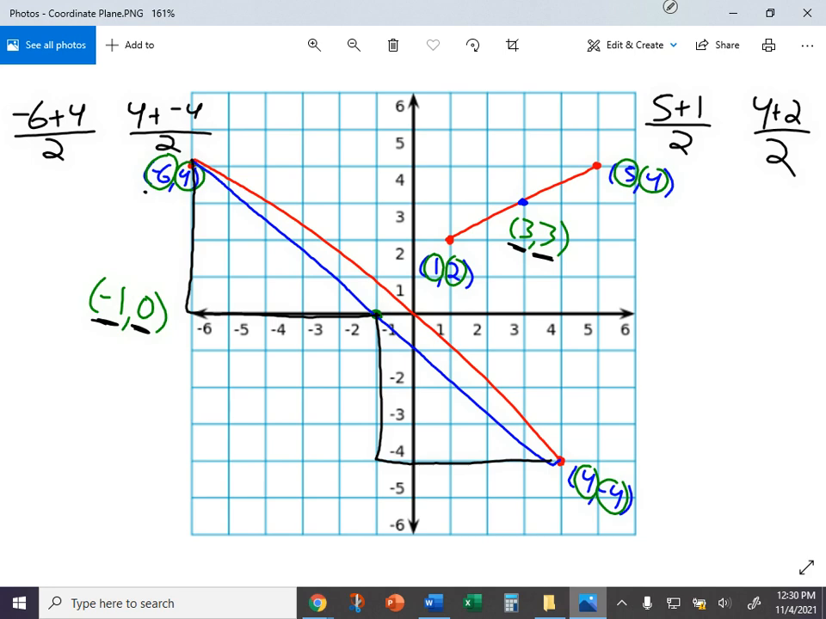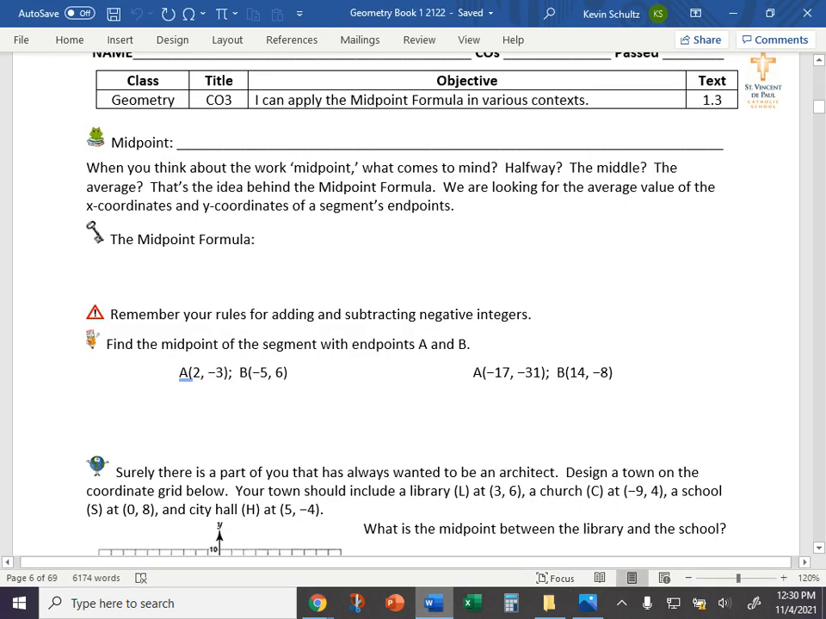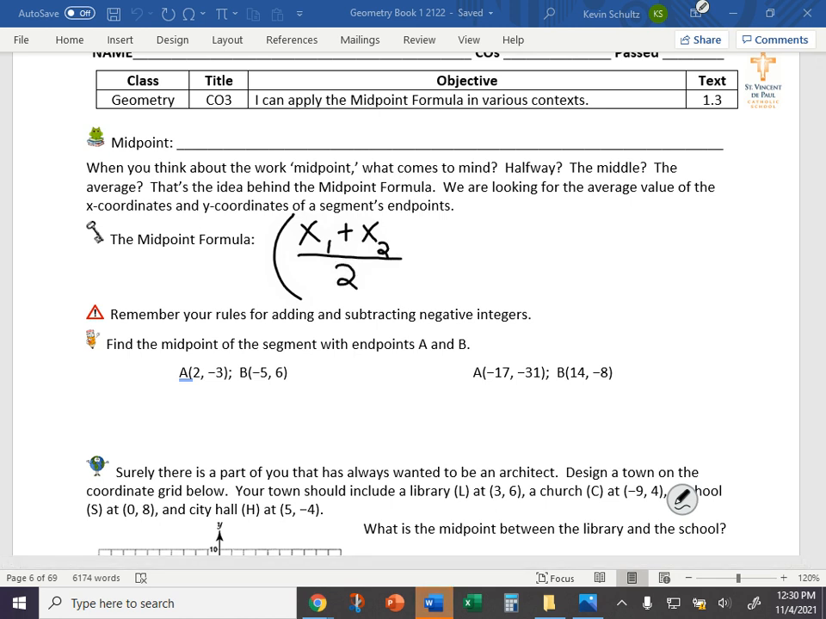Let's go back to our page here. The midpoint formula is essentially the average x1 plus x2 divided by 2. The average of your x values of your endpoints, meaning you add them together and you divide by 2. The y coordinate of the midpoint is the average of your y values. y1 plus y2 divided by 2.